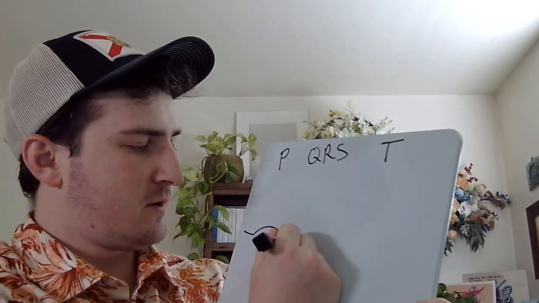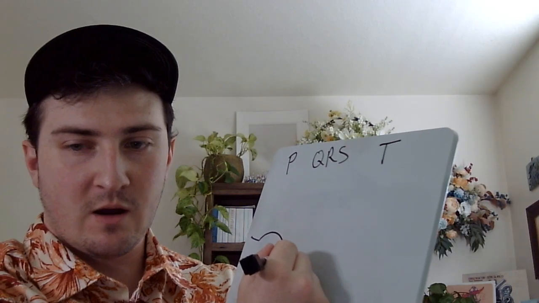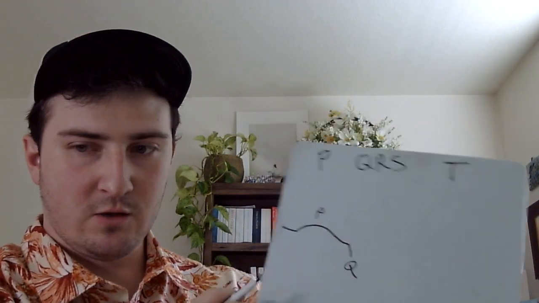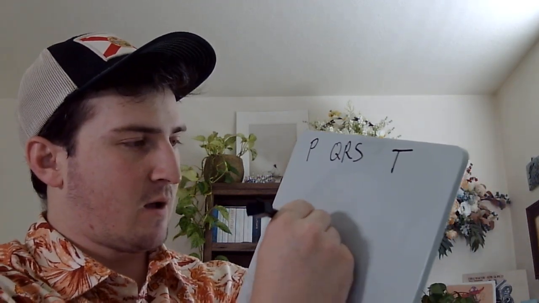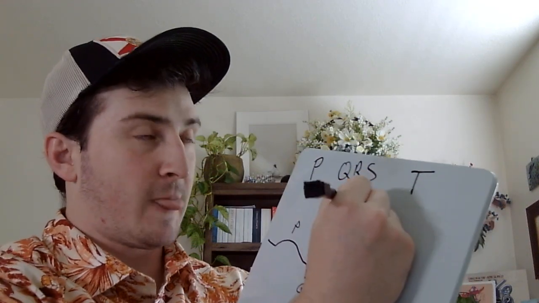A large sharp wave where we will see a dip, and that is going to be our Q down here, P and Q, and then it's going to spike up and back down. That is going to be our R.